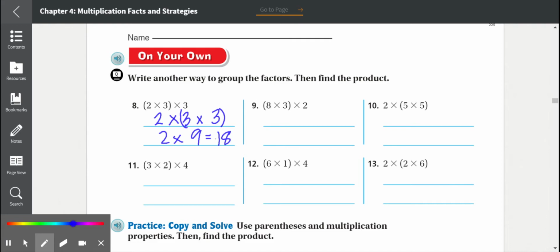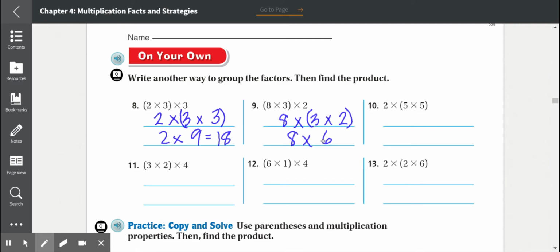Okay, you should have done all the way through number 13. So now is the time to correct your work. If you made a mistake, all you do is fix your answers. So we have 8 times 3 times 2. So move the parentheses around the 3 and the 2. Now we do that first. 3 times 2 is 6. 8 times 6 is 42. Nope, I'm sorry, that's not right. 8 times 6 is 48.